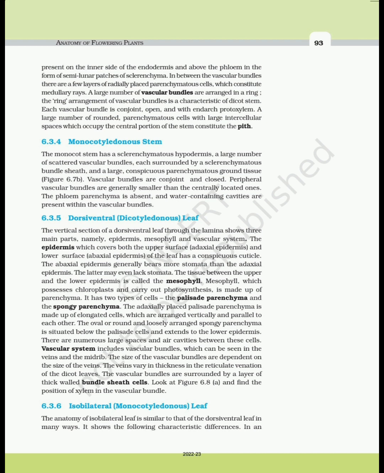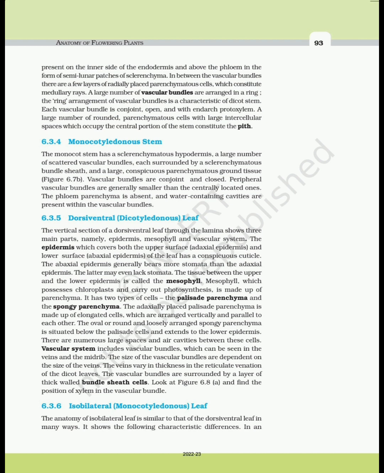Vascular system includes vascular bundles, which can be seen in the veins and the midrib. The size of the vascular bundles is dependent on the size of the veins. The veins vary in thickness in the reticulate venation of the dicot leaves. The vascular bundles are surrounded by a layer of thick-walled bundle sheath cells. Look at figure 6.8 and find the position of xylem in the vascular bundle.